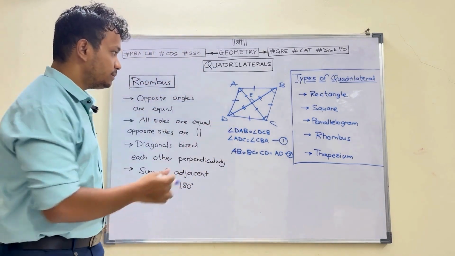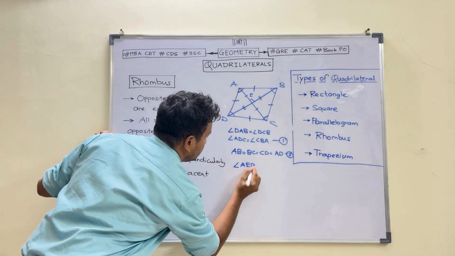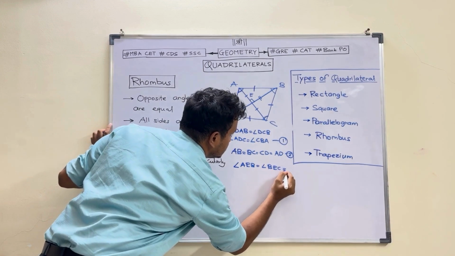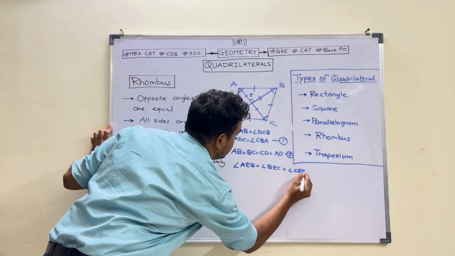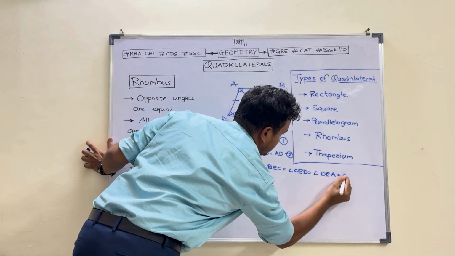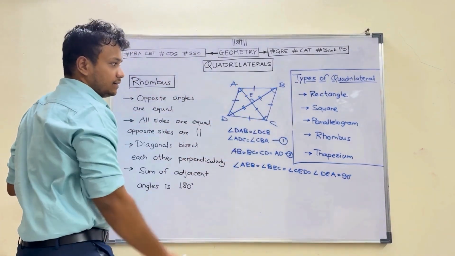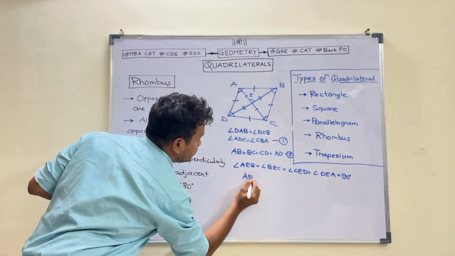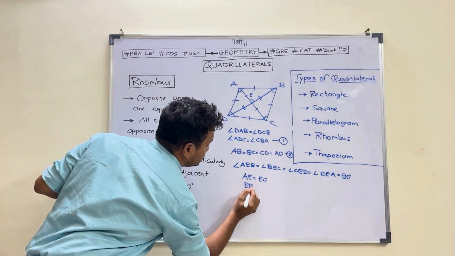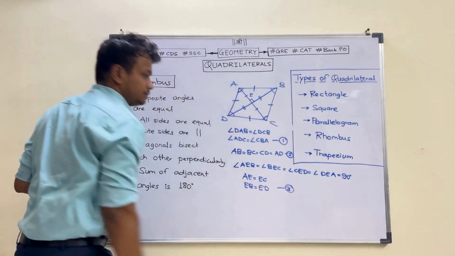So I'll just note the third property here. Let's start with the angles. Angle AEB is equal to angle BEC is equal to angle CED is equal to angle DEA. All of them are 90 degrees, correct? And they're bisecting each other, correct? So I'll just note it here, AE should be equal to EC and EB should be equal to ED. So this is my third property.